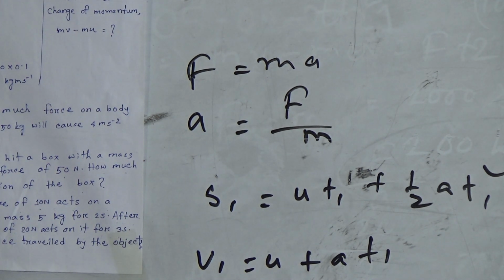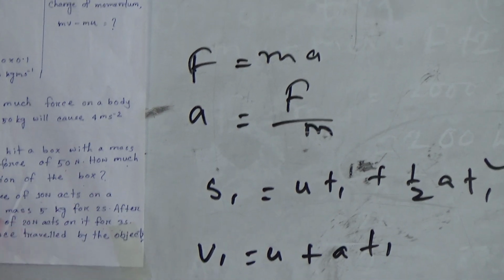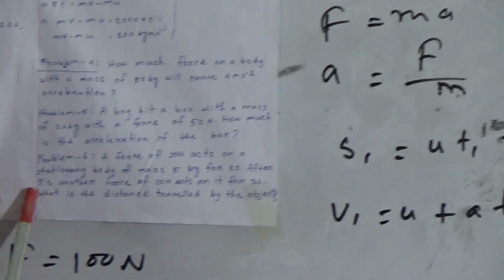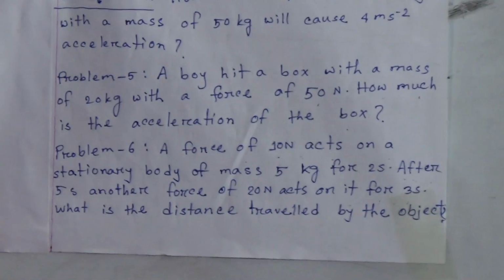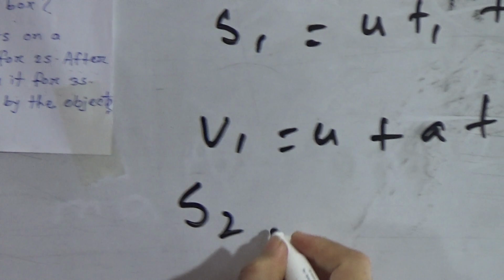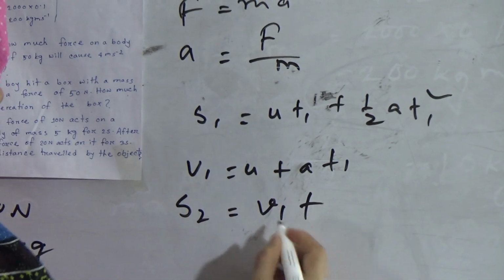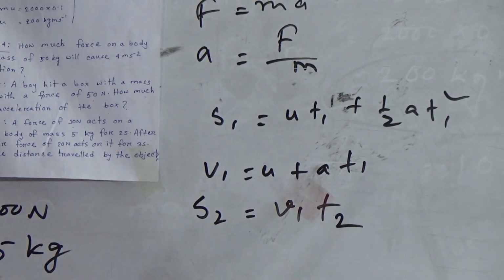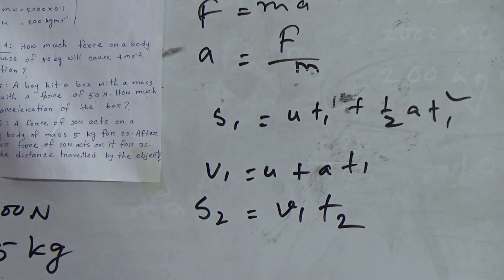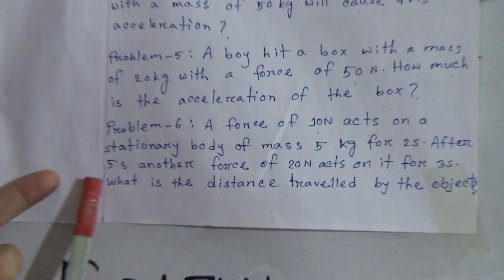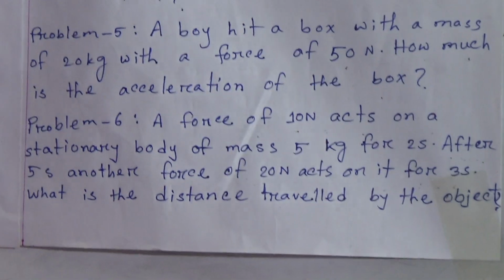Then after 5 seconds another force is applied. Then after 5 seconds you have to again find the distance. This distance will be s2, then s2 equals v1 into t2, where t2 is 5 seconds. For these 5 seconds the body will be in uniform velocity. That's why s2 equals v1 into t2.